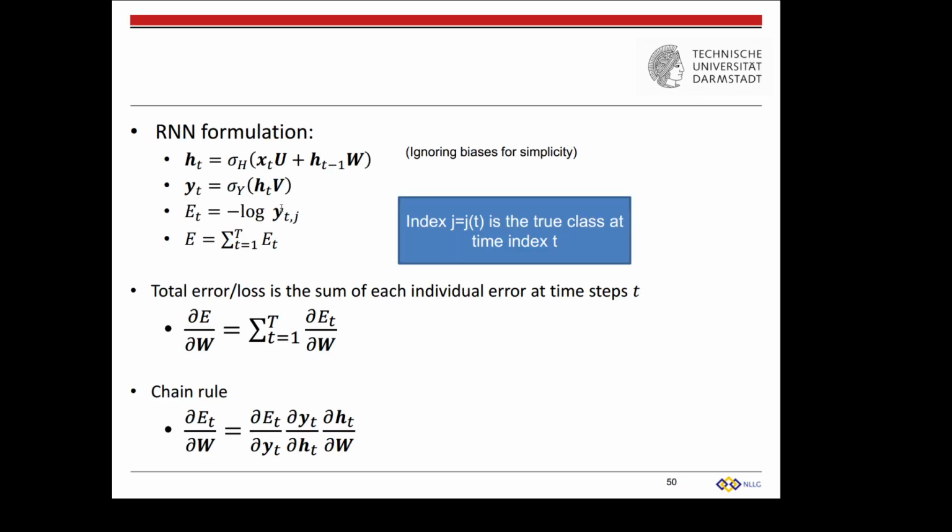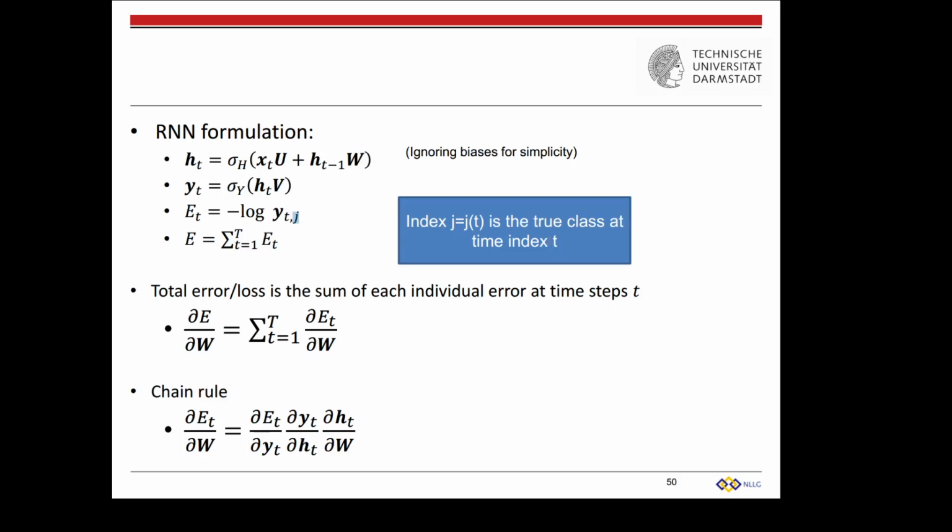Then if we want to go for the loss, we get a little loss at each time step, E_t, which, if we have cross entropy loss, which we will generally assume, is the minus logarithm of y_t,j. What is this j? We're usually in multi-class classification, and then j depends on t, of course, so at each time step we have a different class. j is the true class at time index t.